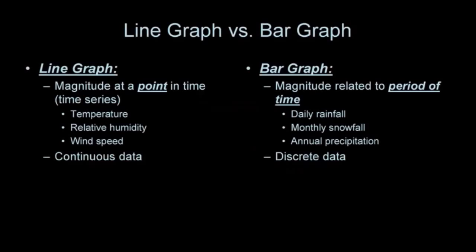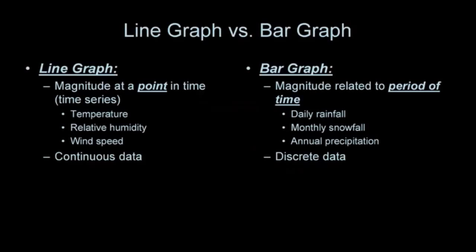And so we're going to refer to this as continuous data. What that means is temperature doesn't just go from 48 degrees suddenly up to 52 degrees. It goes from 48 to 49 to 50 to 51 to 52. It's continuous. And so when we look at temperature especially, we're going to use line graphs.